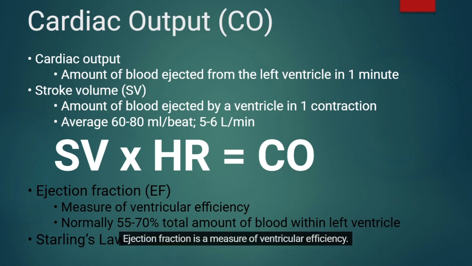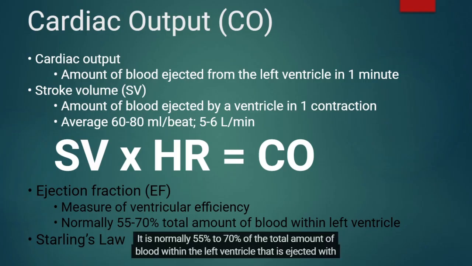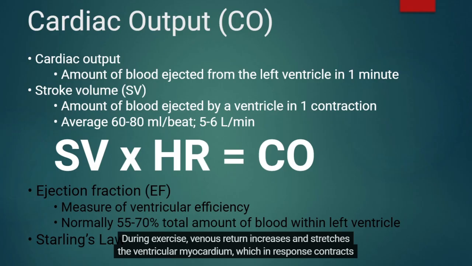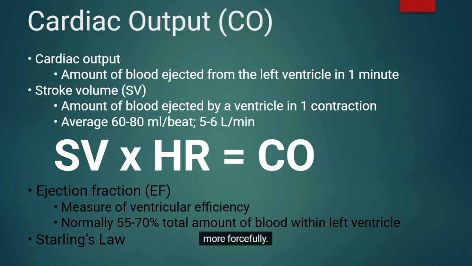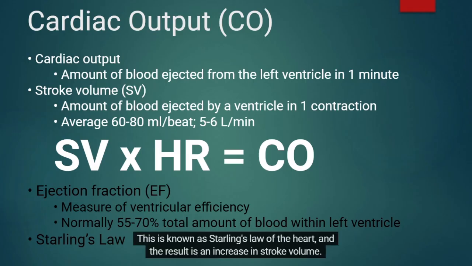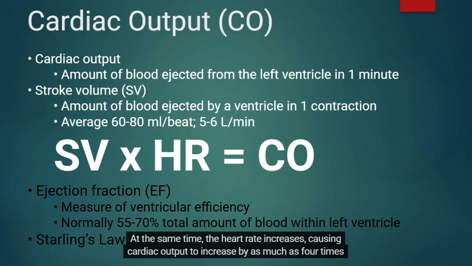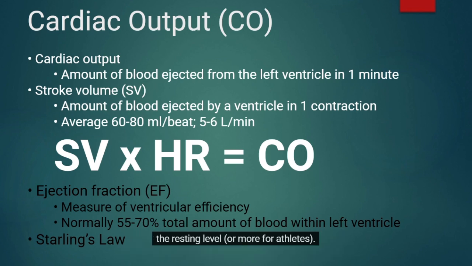Ejection fraction is a measure of ventricular efficiency. It is normally 55 to 70% of the total amount of blood within the left ventricle that is ejected with every heartbeat. During exercise, venous return increases and stretches the ventricular myocardium, which in response contracts more forcefully. This is known as Starling's law of the heart, and the result is an increase in stroke volume. More blood is pumped with each beat. At the same time, the heart rate increases, causing cardiac output to increase by as much as 4 times the resting level, or more for athletes.